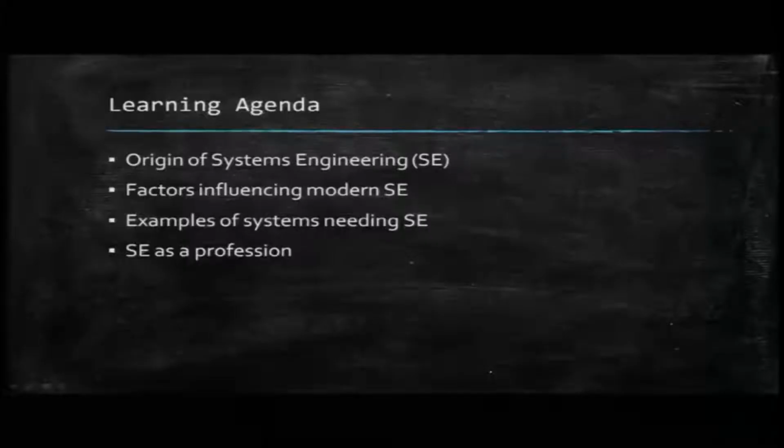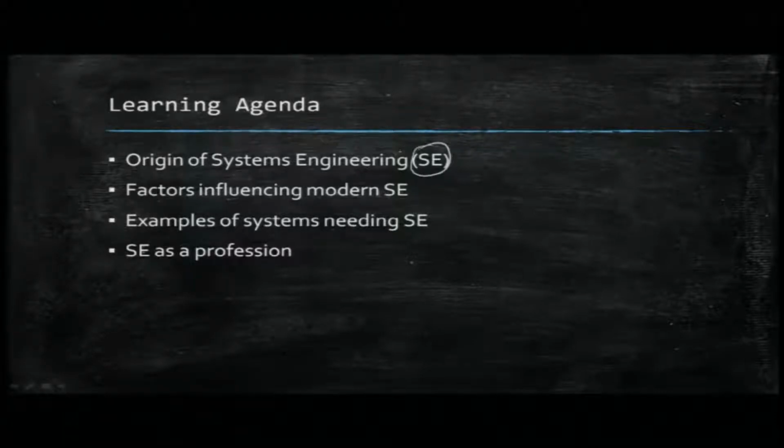So today's learning agenda is how systems engineering originated. Throughout this lecture I will be using SE as an abbreviation for systems engineering. We will also talk about the factors that are influencing modern systems engineering as a discipline, and the factors that contributed to its evolution. We will also talk about examples of systems needing systems engineering, and discuss in detail some of the outputs, processes, inputs, and so on.